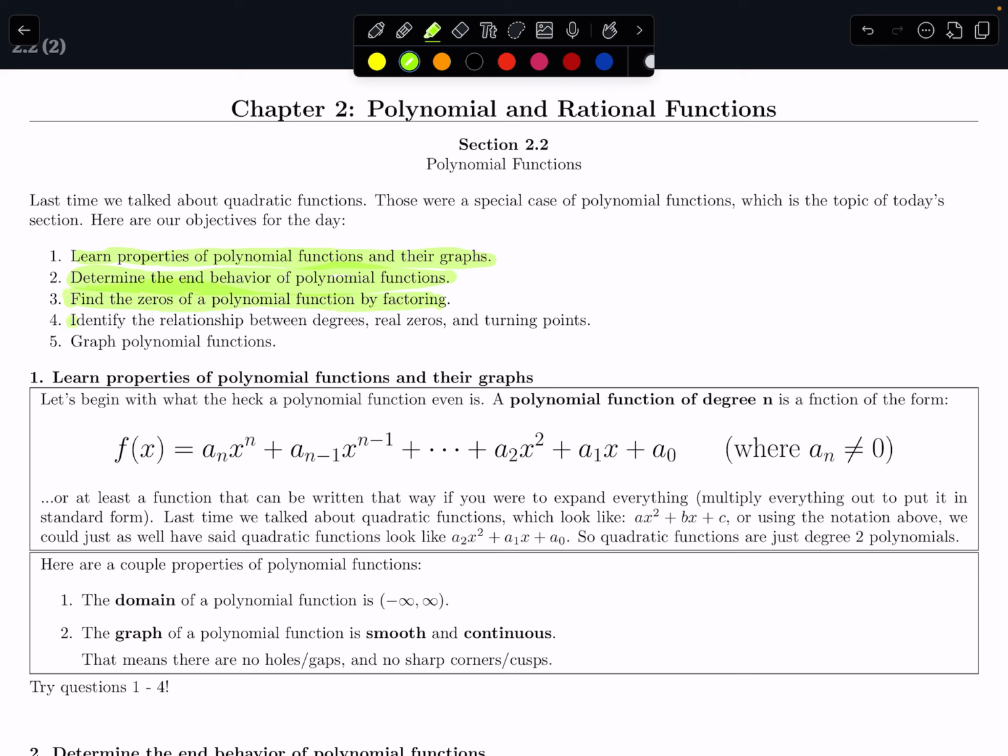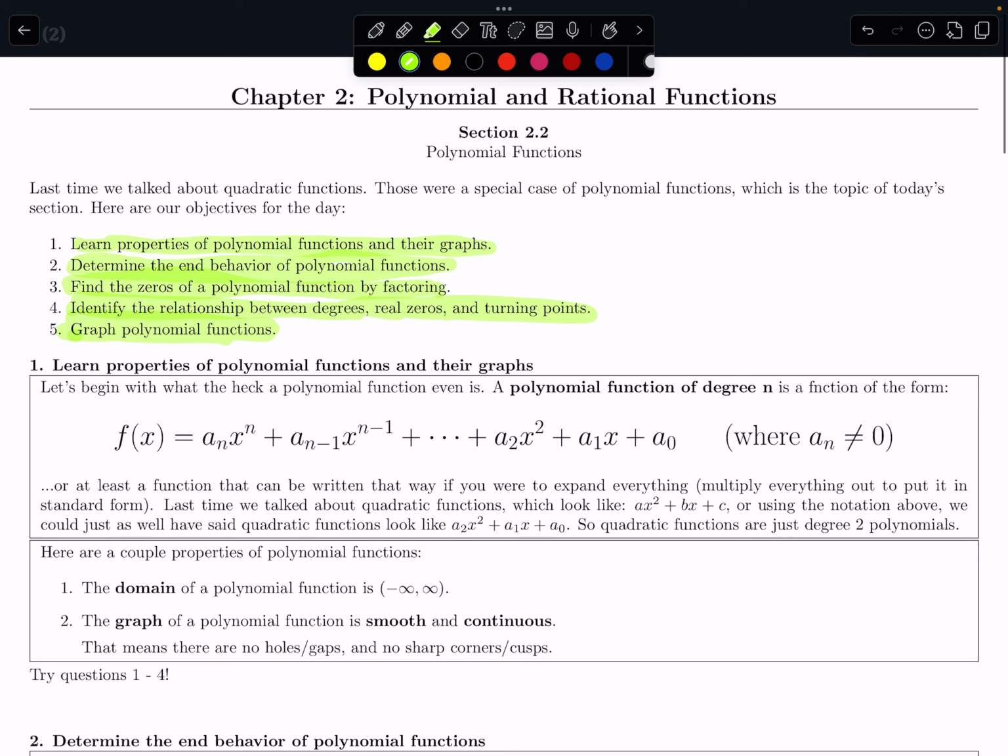Number 4, how to identify the relationship between the degree of the polynomial, the number of real zeros, and turning points. We'll talk about what turning points are. And then finally, how to graph polynomial functions. We've done a little bit of that, with some polynomials like x squared and x cubed, and also lines. Lines qualify as polynomials as well. All right, let's start with learning the properties of polynomial functions.